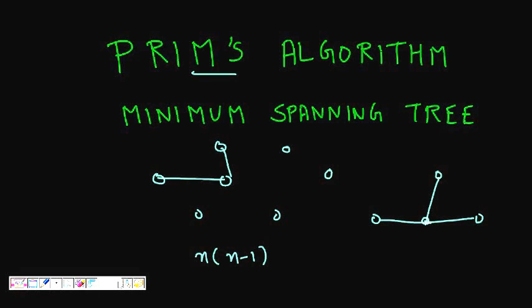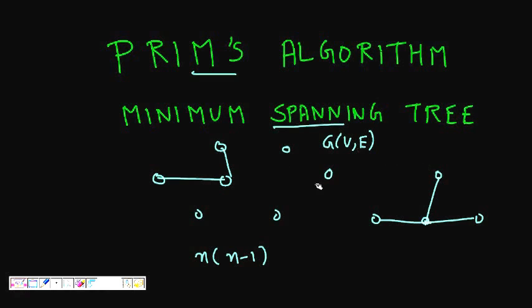In this lecture, we will learn about Prim's algorithm to find a minimum spanning tree. So a spanning tree of a given graph G(V, E) is the set of edges that connects all the nodes of the graph, and it is a tree, which means it doesn't form a cycle.